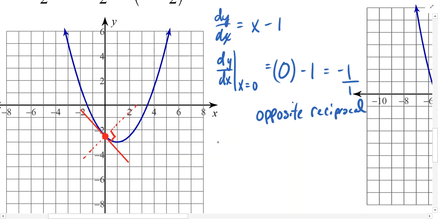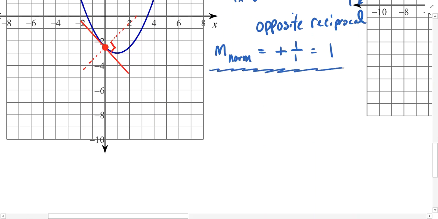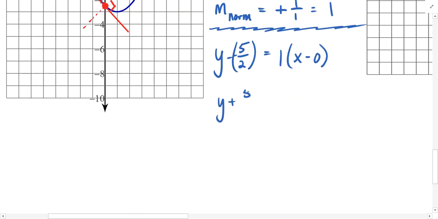So therefore, the slope of the normal line is equal to the opposite. So we're going to switch this to a positive slope, and then we're going to flip this fraction over. We'll call that positive 1 over 1, or in other words, the slope of the normal line is equal to 1. And that's pretty much what this dotted line looks like here, so I think we're in good shape. Now that we understand what the slope of the normal line is going to be, we'll proceed as usual. Y minus our y value, which was a negative 5/2, is equal to not negative 1 for our slope, but positive 1 for our slope, because that's the slope of our normal line, and our coordinate located at x value of 0. So we've got y plus 5/2 equals 1x minus 0.